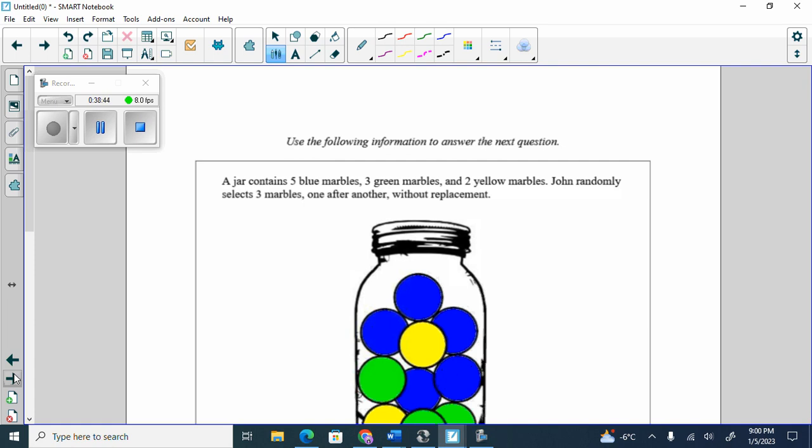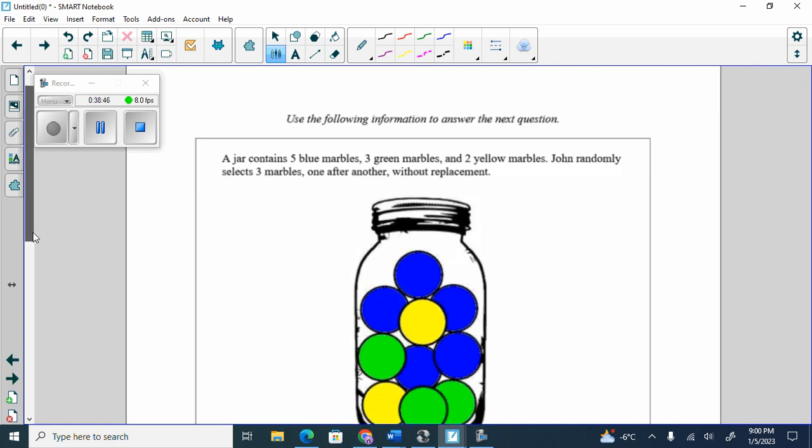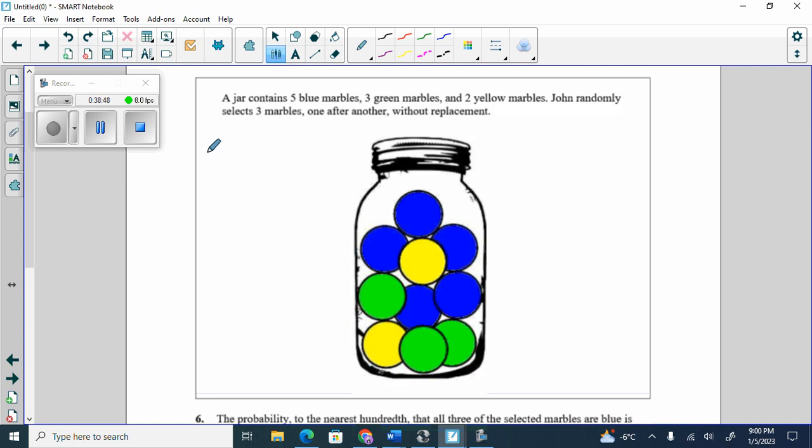Now here we have a jar. It contains 5 blue marbles, 3 green marbles. So 5 blue, 3 green, 2 yellow, 10 total. John randomly selects 3 marbles, one after another, without replacement.